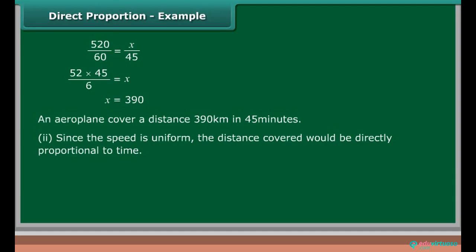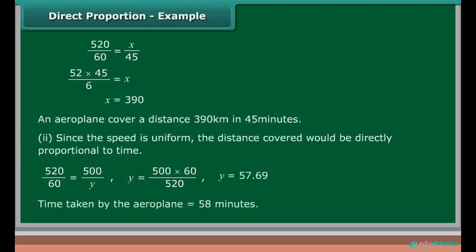Since the speed is uniform, the distance covered would be directly proportional to the time. 520 upon 60 is equal to 500 upon Y. So Y is equal to 500 into 60 upon 520. Y is equal to 57.69. Time taken by the aeroplane is approximately 58 minutes.